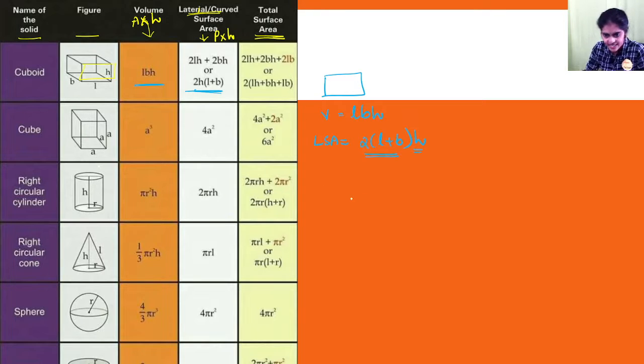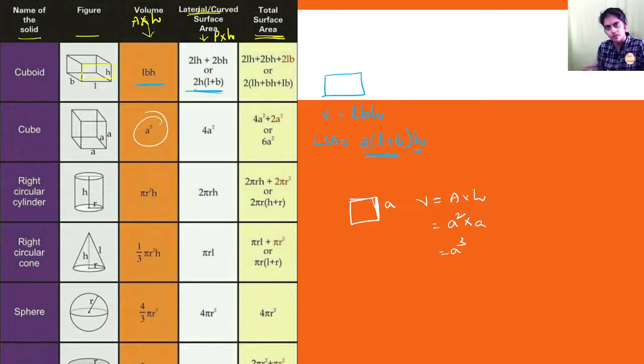Cube, if you see, the side of a cube is a square. For volume, I told you it is area into height. The area of this square is a square, where the side is a. And what is the height? Height is also a. All 3 dimensions are the same, length, breadth and height. So a into a into a, you will get a cube. The volume of a cube is a cube, or s cube, side cube.